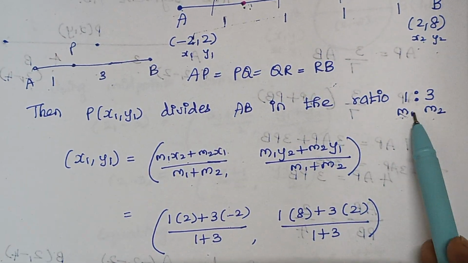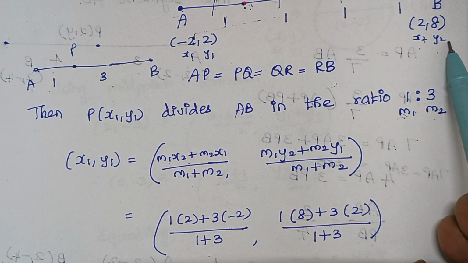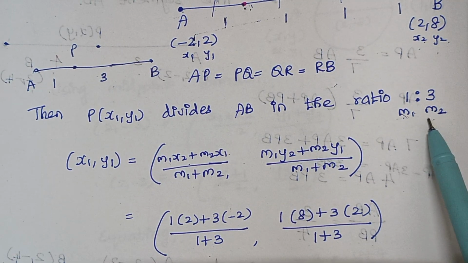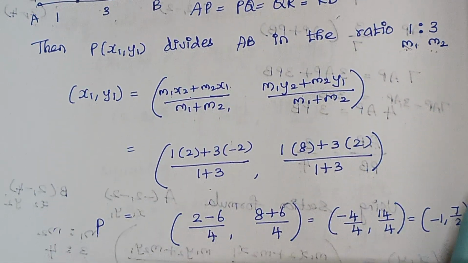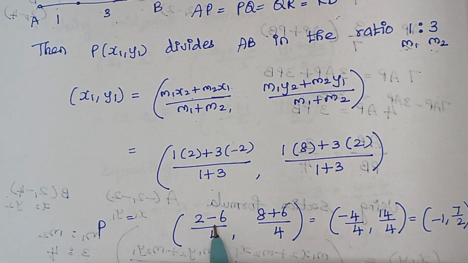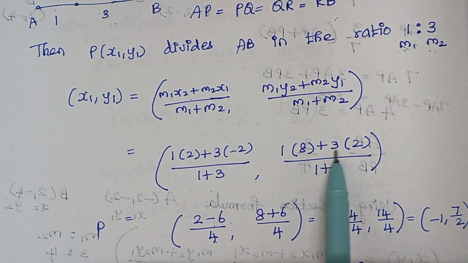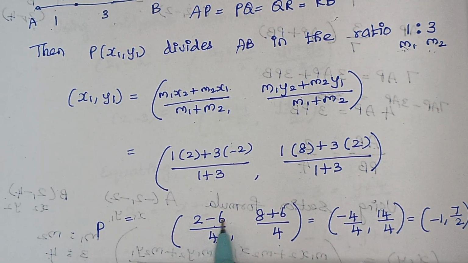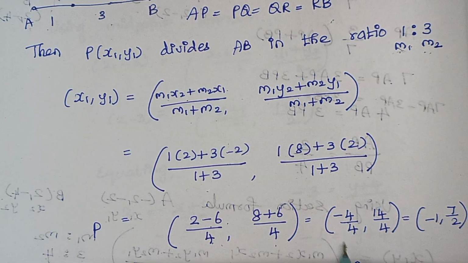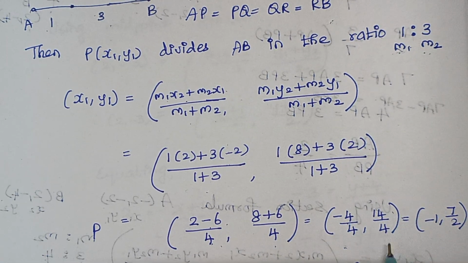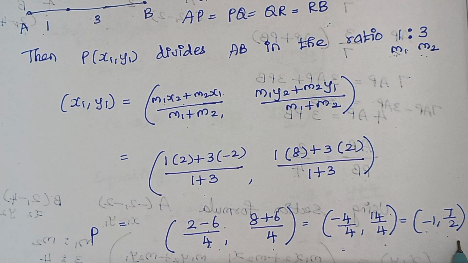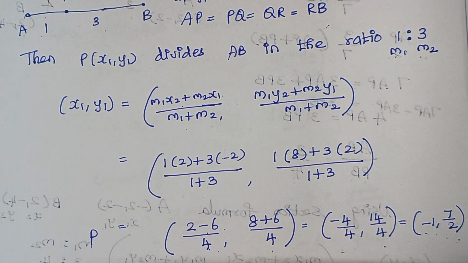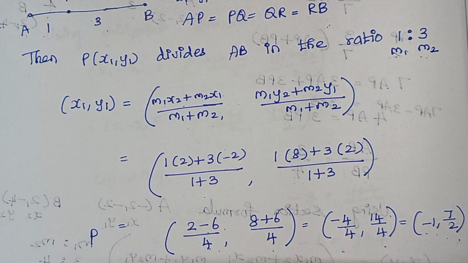Same here, 1 into 8, right? Plus 3 into this 2, divided by m1 plus m2. So 1 into 2 is 2 and 3 into minus 2 is minus 6, by 1 plus 3, 4. And here it is 8 plus 6 by 4. So 2 minus 6 is minus 4 by 4 and 8 plus 6 is 14 by 4. So here the answer is minus 1 comma 7 by 2. This is the point P. Right. Now we are going to find the value of Q.